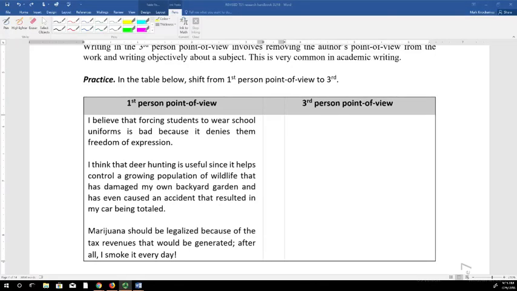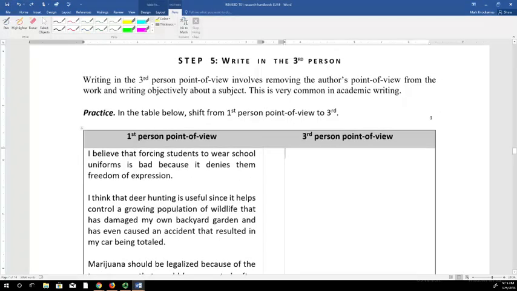Hey guys, in this lecture we're going to talk about writing in the third person. So far in the class we've been writing papers involving first person. That's when you give your own perspective, your own point of view. That's what we call subjective, right? From your own perspective. What we want to do is write in third person point of view, or objectively. And this is very common in academic writing.